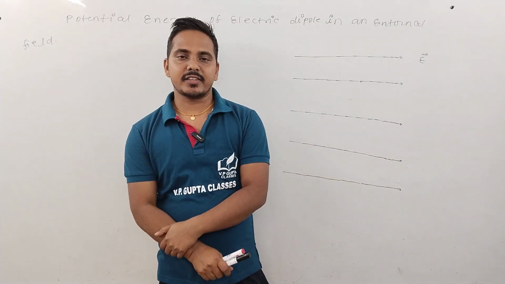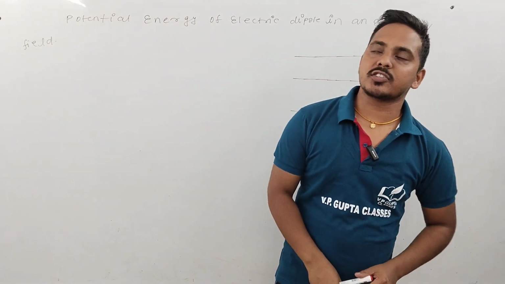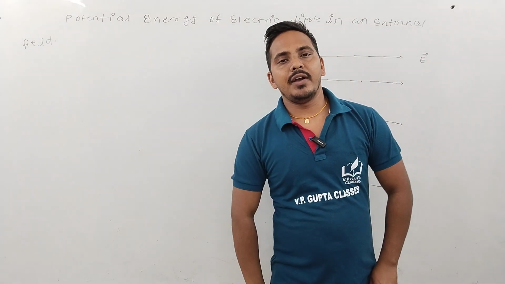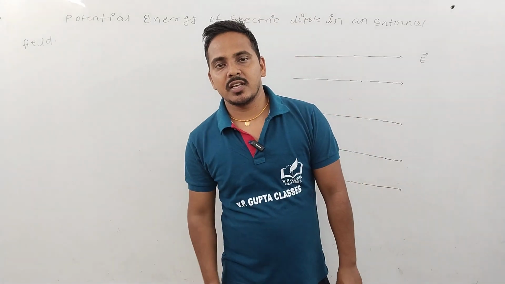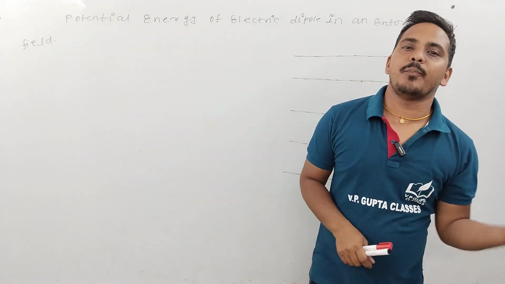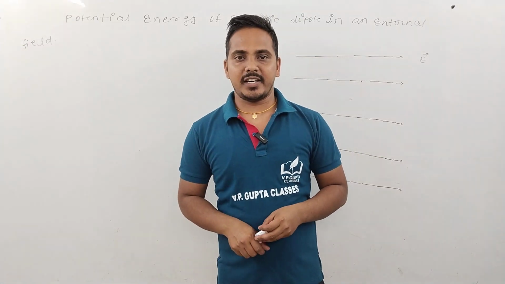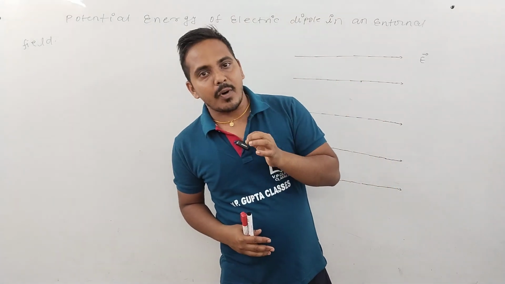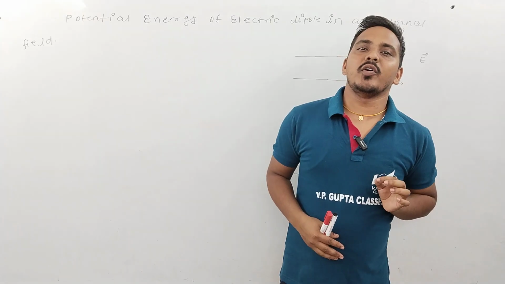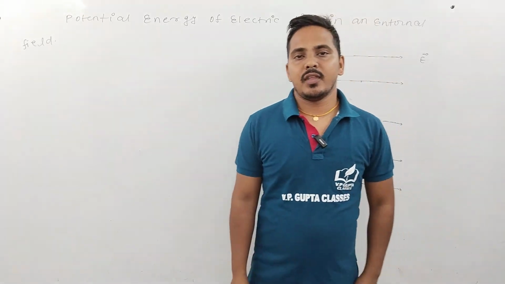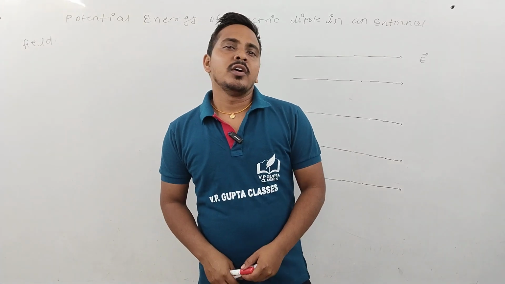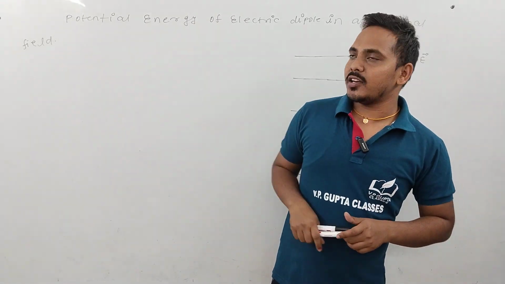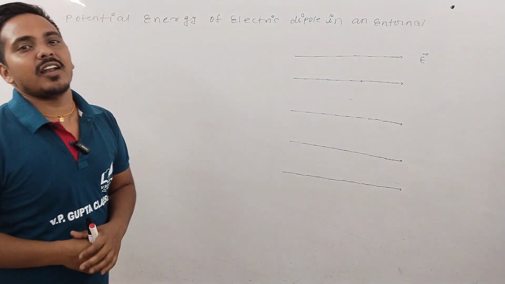Now we will discuss the topic called potential energy of an electric dipole in an external field. We had also discussed in previous lectures the electric field intensity at any point due to a short electric dipole, and also the torque acting on an electric dipole when kept in a uniform electric field. So now we will discuss the potential energy of an electric dipole in an external field.